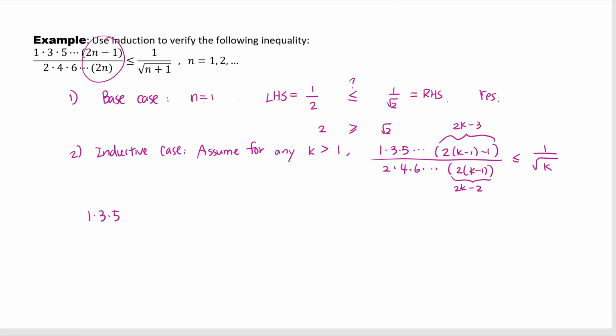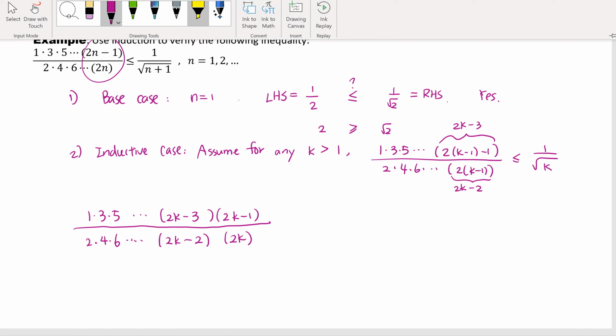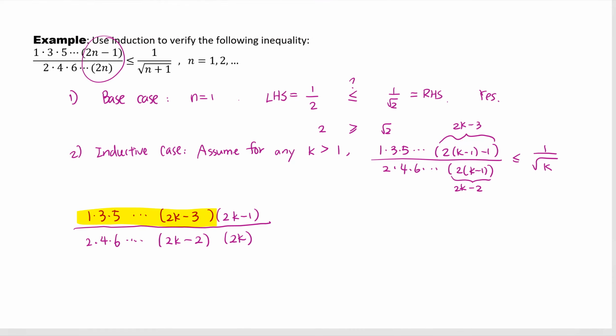And we want to show 1 times 3 times 5 times dot dot dot, where we replace n by k. The previous term is 2k minus 3. I want to write the previous term because I want to use my hypothesis. Okay, now I'm going to use my hypothesis. So let me use the highlighter. This guy is my hypothesis. I use my hypothesis. This guy is less than or equal to what?